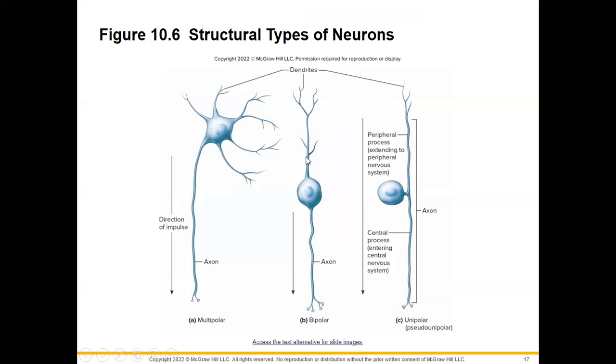Your bipolar neurons, you have two processes coming off of the cell body. So cell body, one dendrite with many processes coming off of it, one axon that may branch off into many branches at the terminal ends. Then you have your unipolar or pseudo-unipolar neuron. So the cell body has one process that comes off. That one process branches into at least two different branches. So one end acts as the dendritic end, receiving information, and the other end acts as the axon to send that information to some other part of the body.